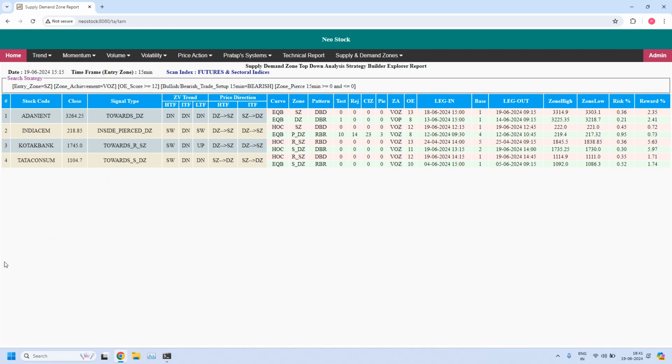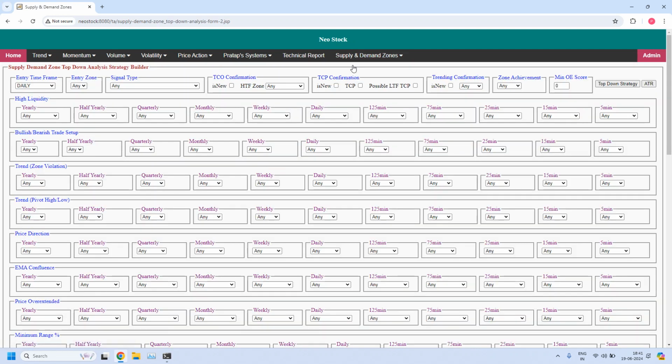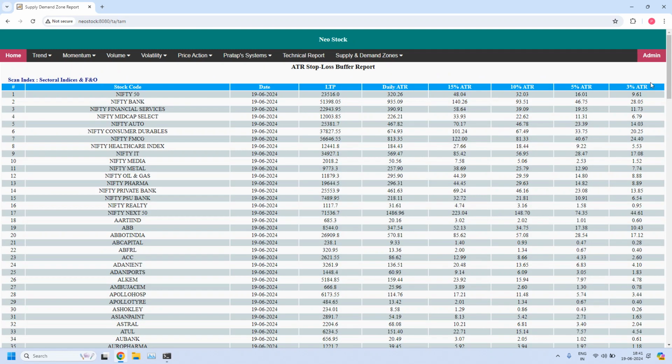So this is about bullish and bearish trade setups for monthly, weekly and daily income trade. Now in the last report, let us generate stop buffers based on daily ATR. So this is the complete list. First 17 in this list are indices, sectorial indices. Remaining all are equity stocks, but we have filtered the stocks from F&O category. But all these are all equity stocks.